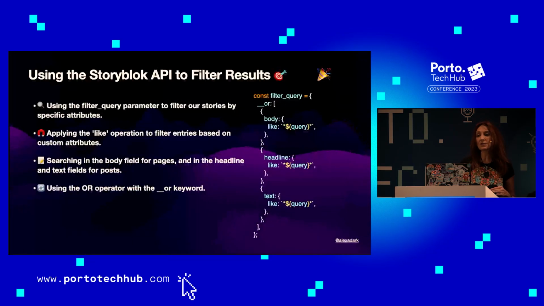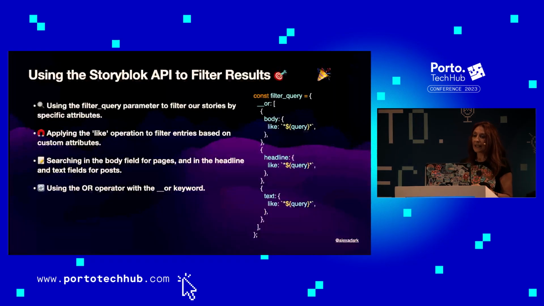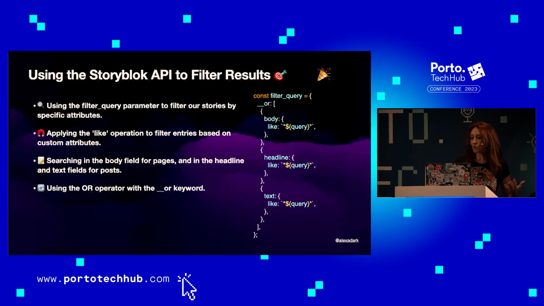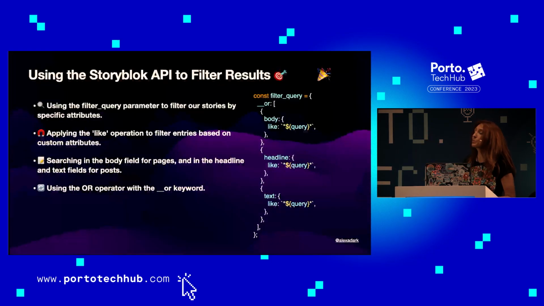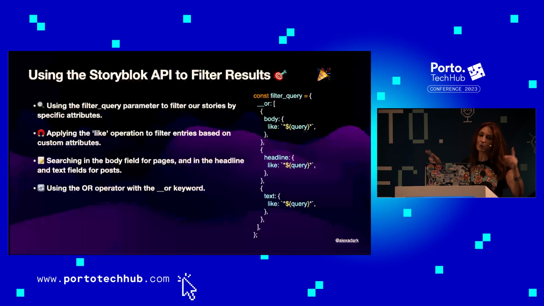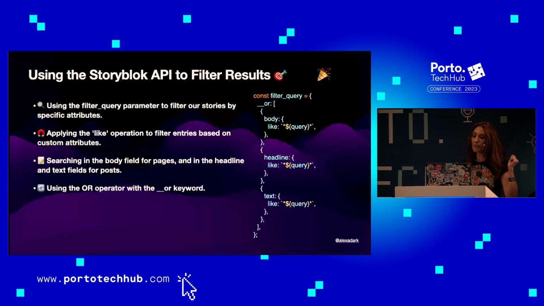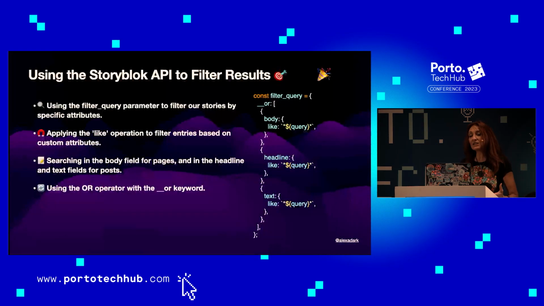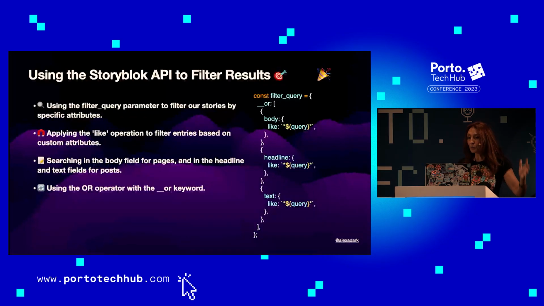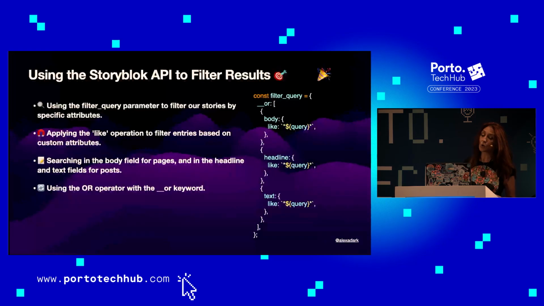So for that, we are going to use the filter_query parameter to filter the stories by a specific attribute. And here we are going to use the like operation to check if a custom attribute has a value that is similar to our query. So we need to search in the body, the headline, and text. Remember, the body was the field for the page, and headline and text for the post. We need to check if this field contains the query, and we put the two asterisks because we need all the fields that contain this query. Then by default, the filters we apply are connected by an AND operator, but in this case, we want to use the OR operator. So for that, we use the __or keyword.